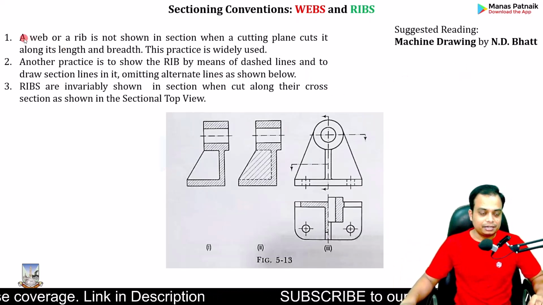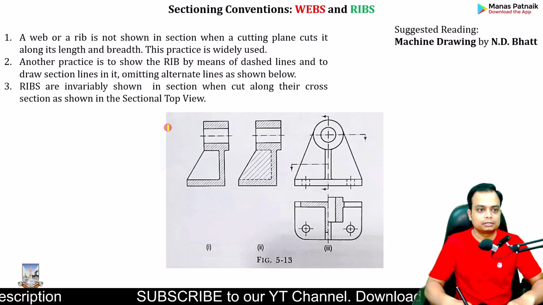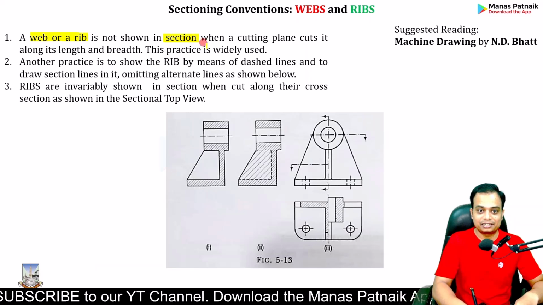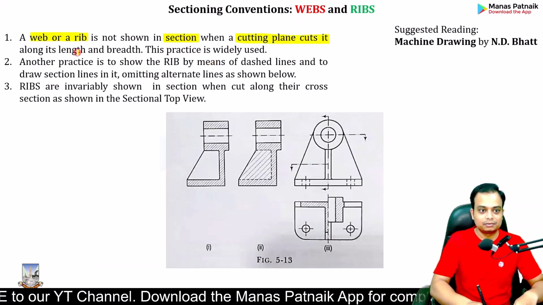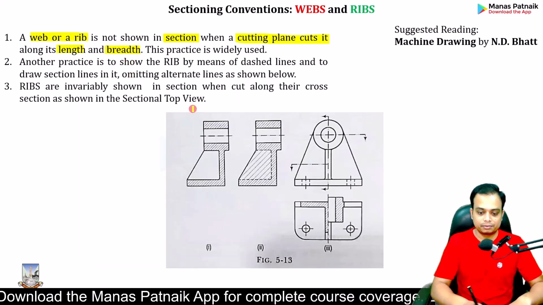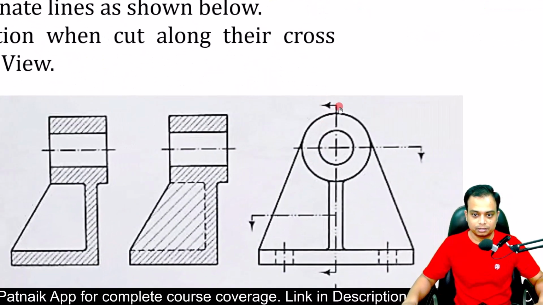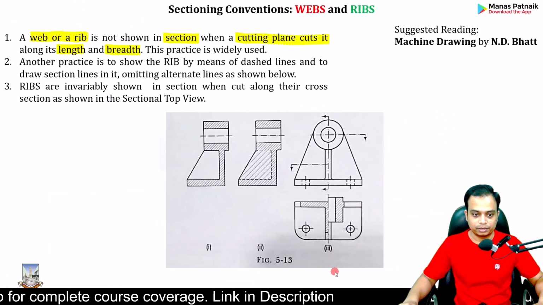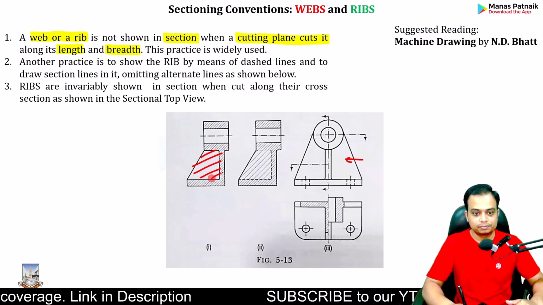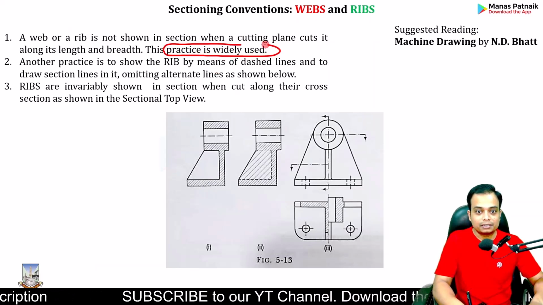Now, please read the first line. Let me switch on the highlighter mode. A web or a rib. Whenever you come across a web or a rib which gets sectioned by a cutting plane, or it is cut along its length or breadth, don't show it in section. That is what I essentially mean. Take a look at this figure and this section over here. You're watching it from here. That's the arrow. Don't do the section here. Avoid it. This is a widely used practice.